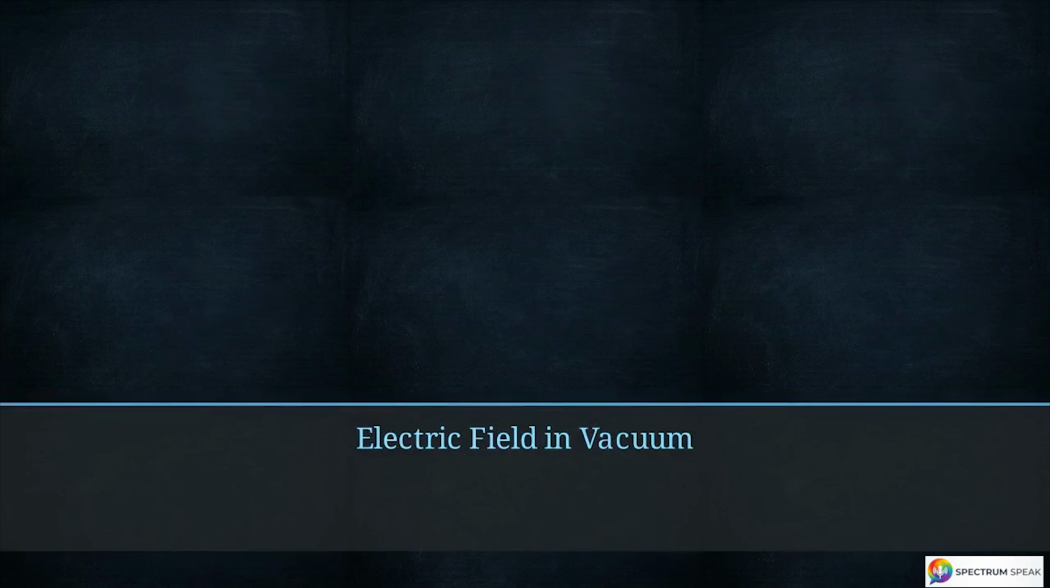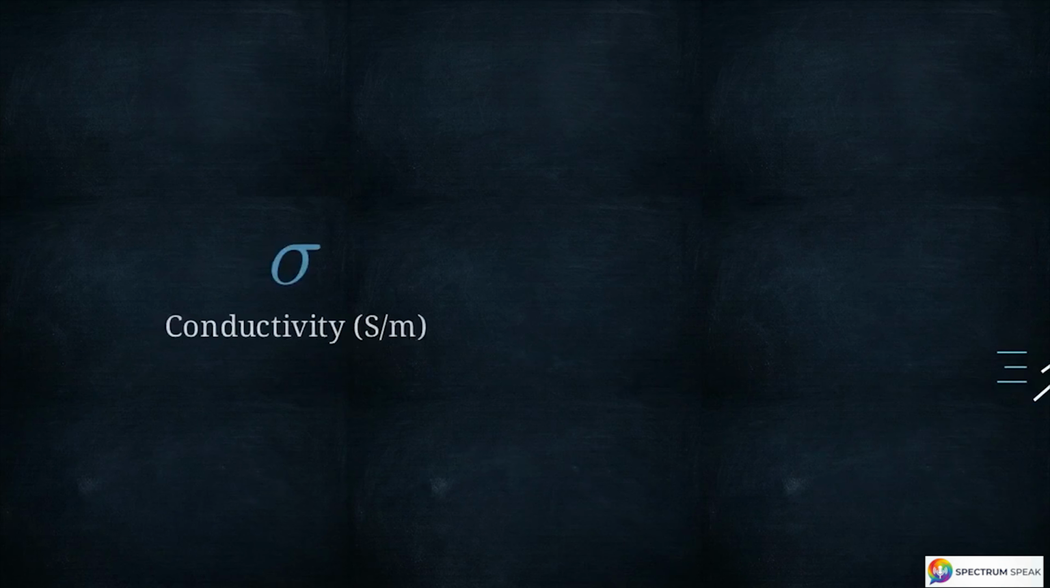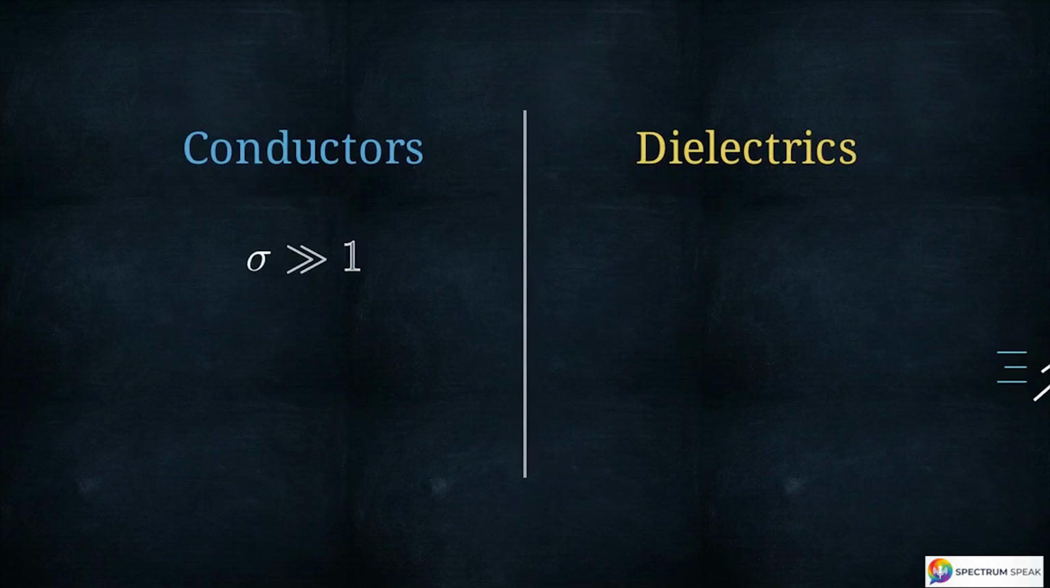Think of an electric field in a vacuum like a sprinter on a perfectly dry track, but stepping into waist-deep water changes their movement completely. The water acts like material space, resisting energy. We measure this interaction using conductivity, sigma, and the dielectric constant, epsilon r. Conductors have extremely high conductivity, sigma much greater than 1, and relative permittivity of 1. Dielectrics are the opposite, very low conductivity, but a relative permittivity greater than or equal to 1.